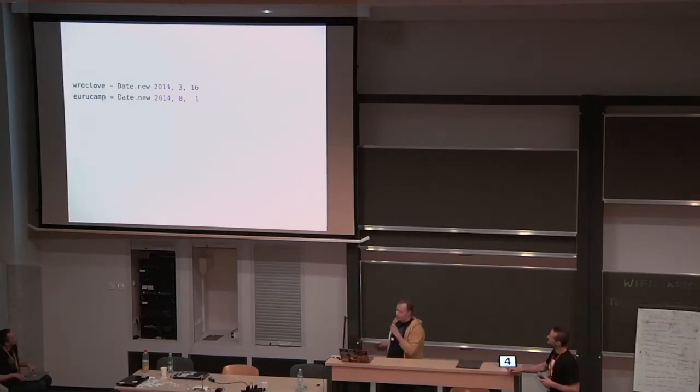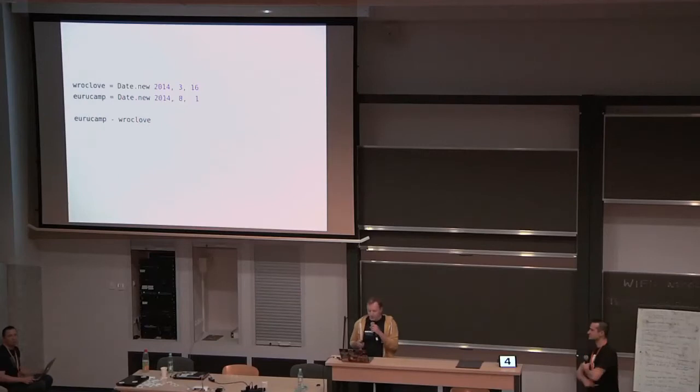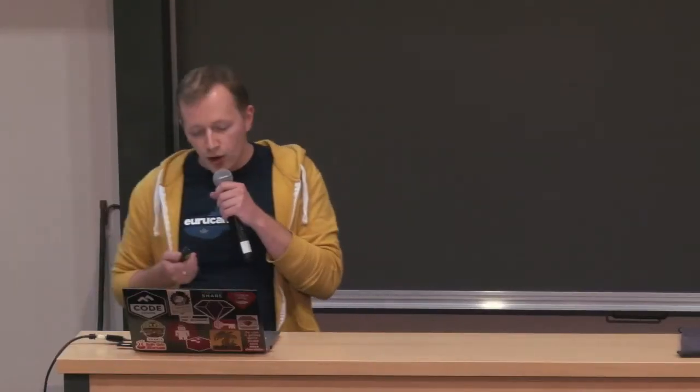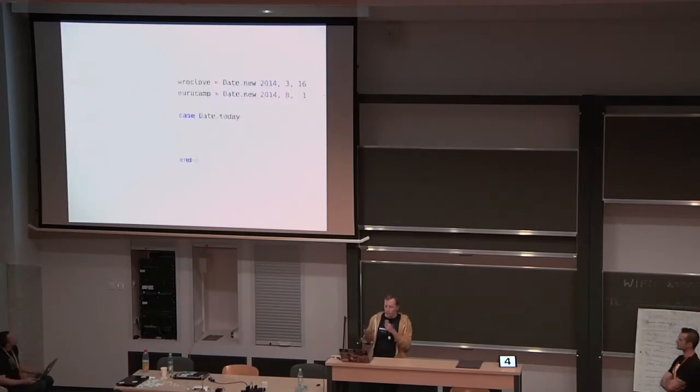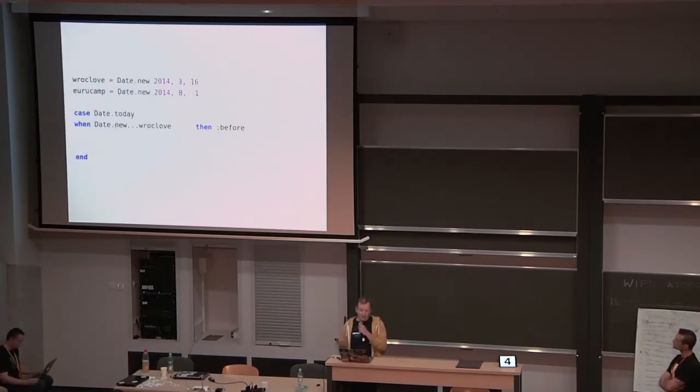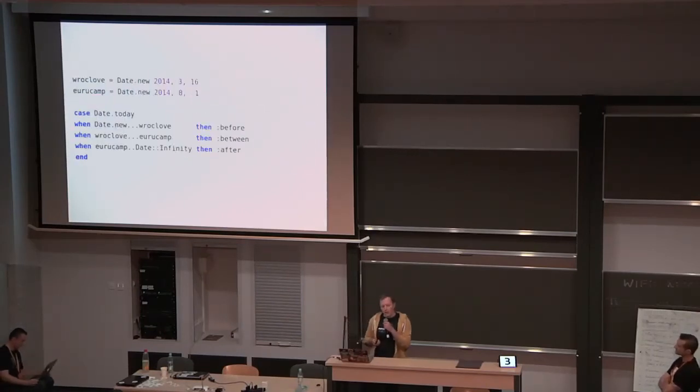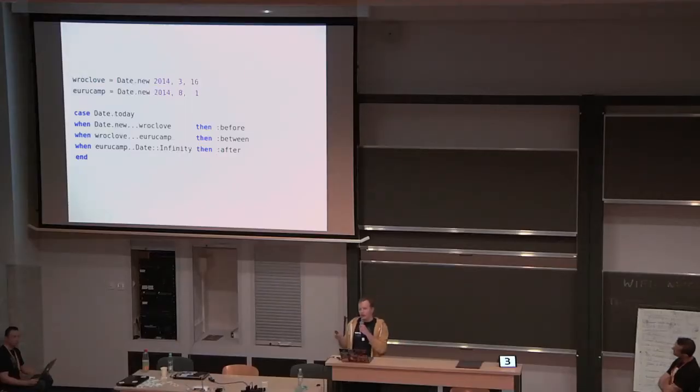So let's say we have those 2 dates, today and upcoming Eurocamp, which just declared when it's going to happen, and you should all be there. And we can do operations on days like this. We can say that it's 138 days until Eurocamp starts. We can actually create a range of days in Ruby, and this will work. You can use those ranges in things like case statements. So you can check whether we are before Wroclaw, between Wroclaw and Eurocamp, or after Eurocamp, and we're between at the moment.